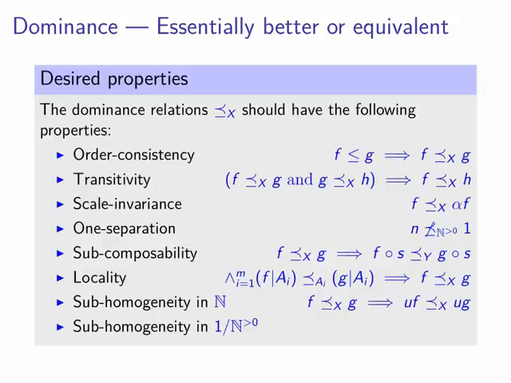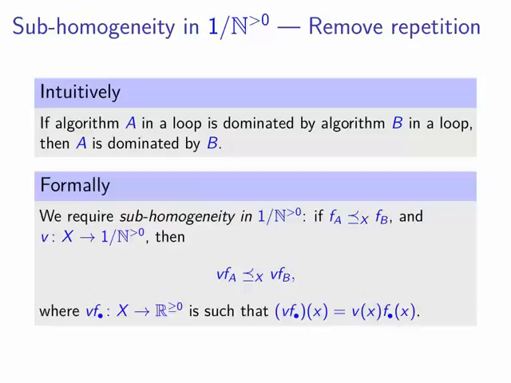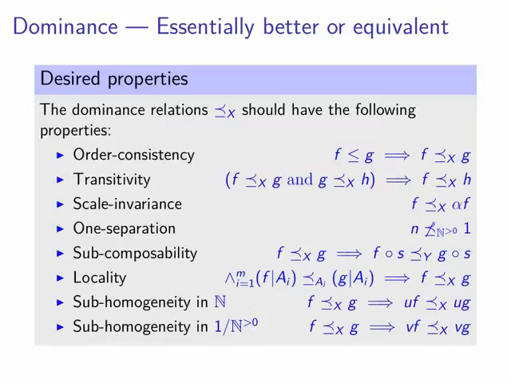The last property is subhomogeneity in 1 per n. Intuitively, if an algorithm A in a loop is dominated by an algorithm B in a loop, then A is dominated by B. And now we have all of our desirable properties for the dominance relation.